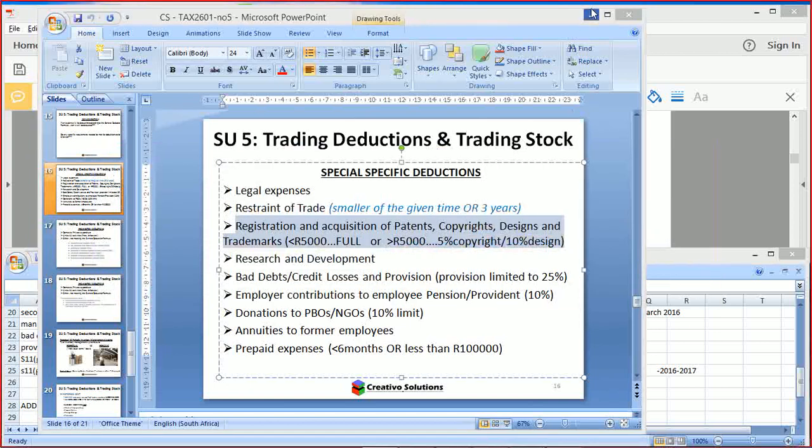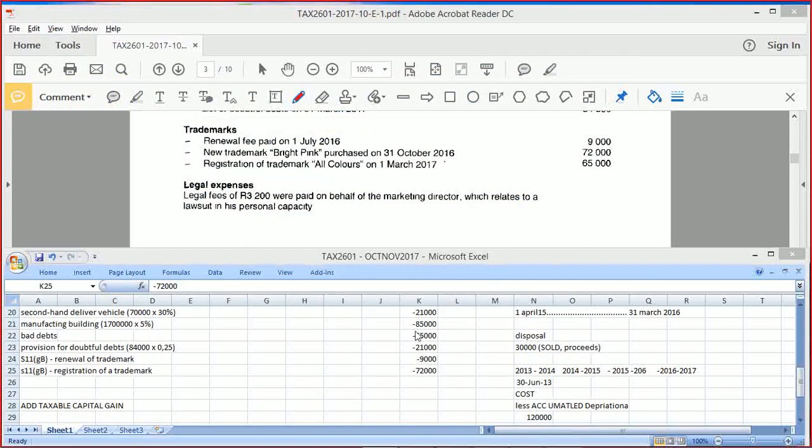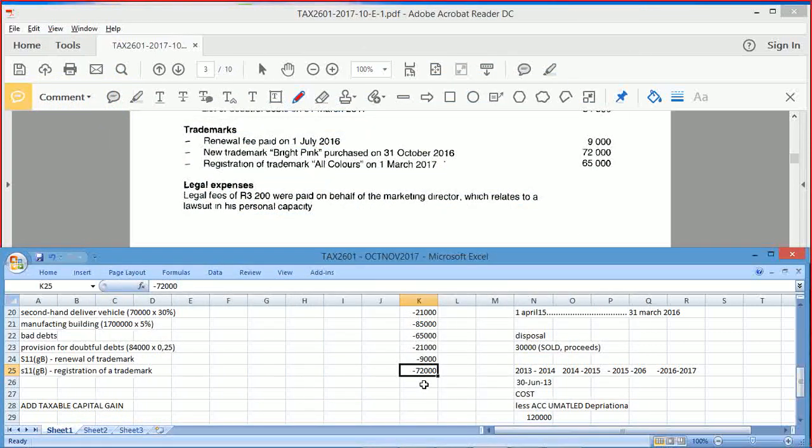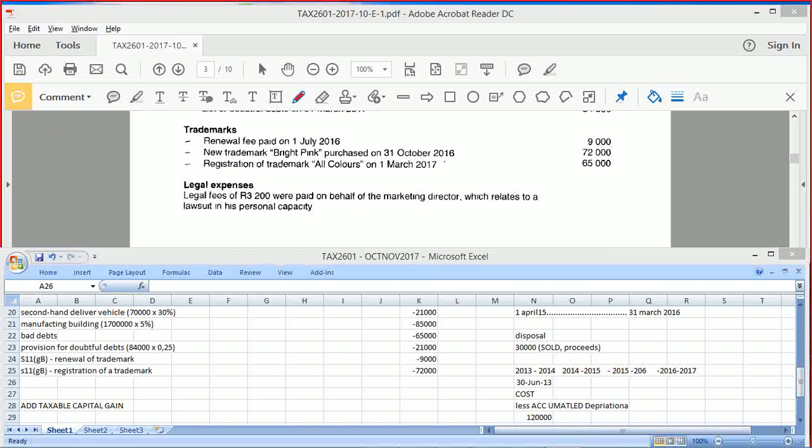Okay. Pardon? No, I'm listening. Oh. Okay, so yeah. That's the trademark. Registration of a trademark, all colors. Okay. Registration of a trademark. Yes, sir. Okay, so that's looking at the registration, which is the actual registering of the actual trademark. So they said here, yes, sir. Section 11GB allows a deduction in respect of expenditure actually incurred in registration of any trademark.